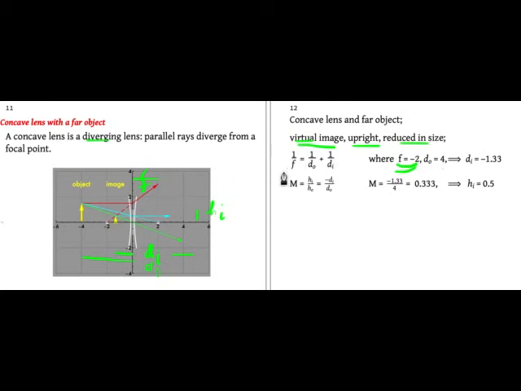1 over DI is 1 over minus 2. So that's minus 0.5. Minus 1 over D0. So that's minus 0.25, 1 over 4. That's minus 3/4. So 1 over di is minus 0.75, minus 3 over 4. So di is 4 over 3. So it's 1.33. But it's negative. So it's negative 1.33.